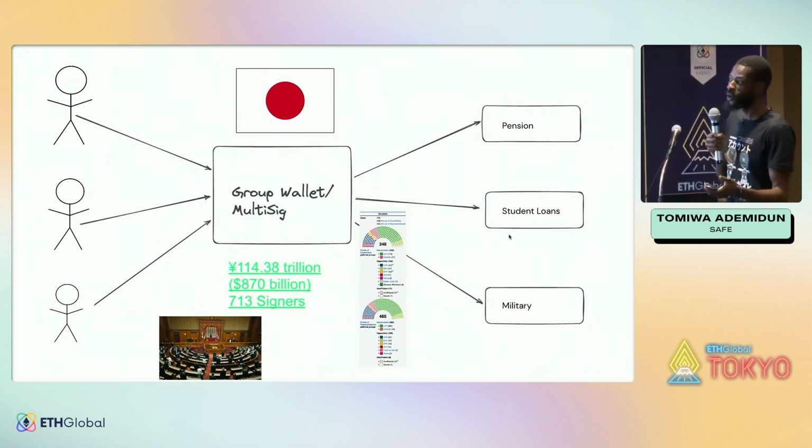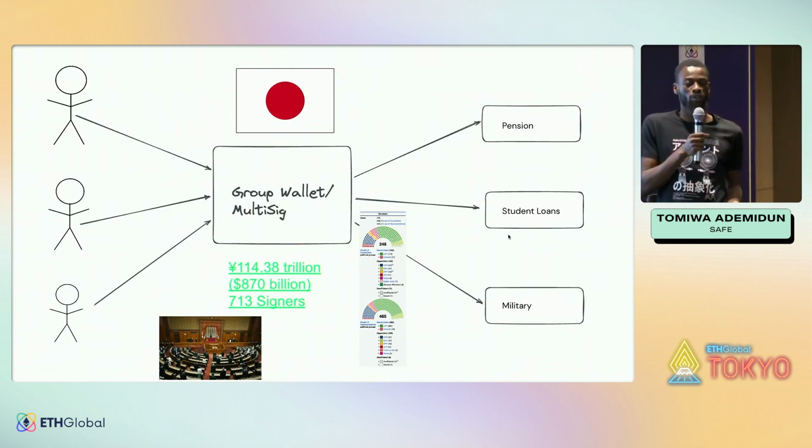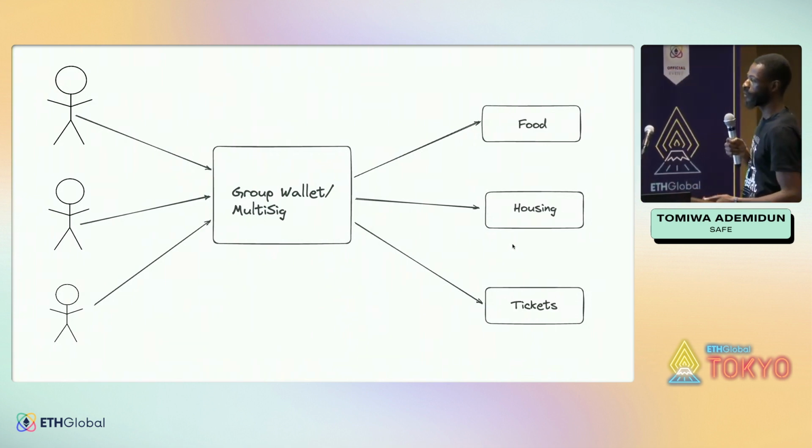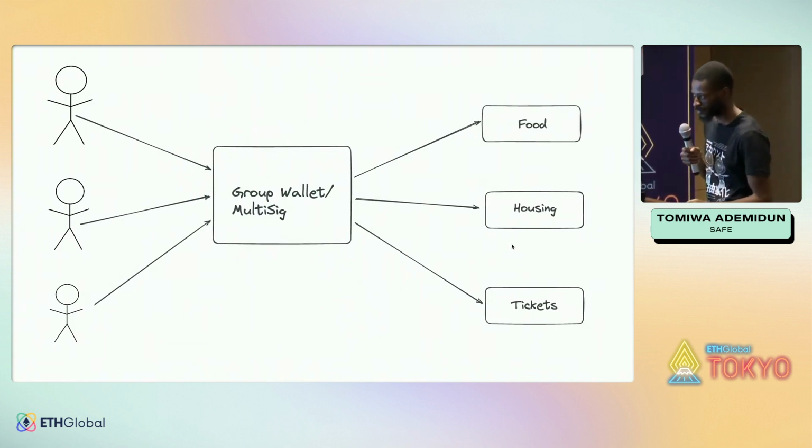So with this very powerful concept, you can create things all the way from paying for an Airbnb trip to running an entire country. So how does it work at a fundamental level? Let's make it simpler again, back to the group wallet example.